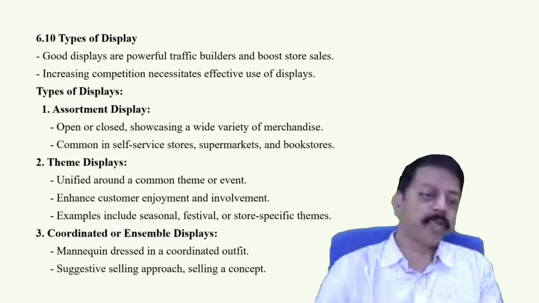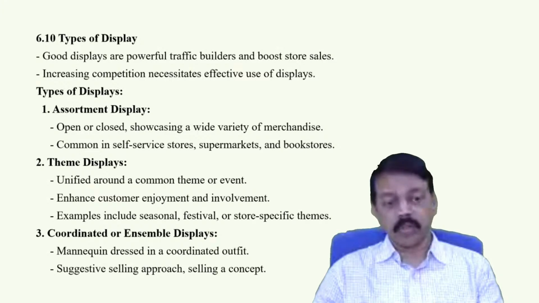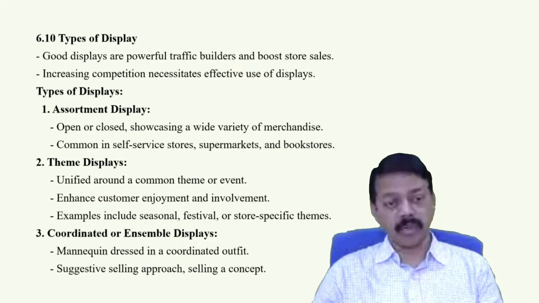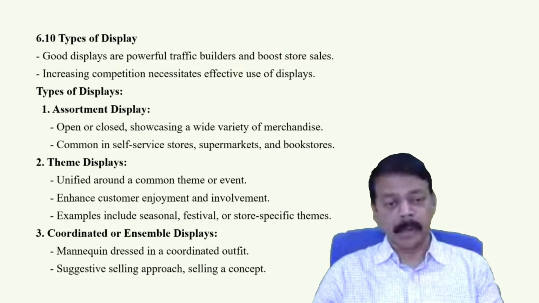Types of displays can be assortment display, theme display, or coordinated or ensemble displays. Now, what is an assortment display? Open or closed, it showcases a wide variety of merchandise. Assortment displays are also common in self-service stores, supermarkets, and bookstores. Theme displays are unified around a common theme or event, enhancing customer enjoyment and involvement. Examples include seasonal, festival, or store-specific themes.